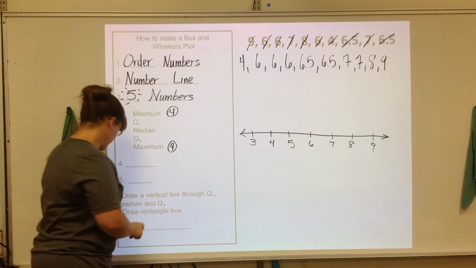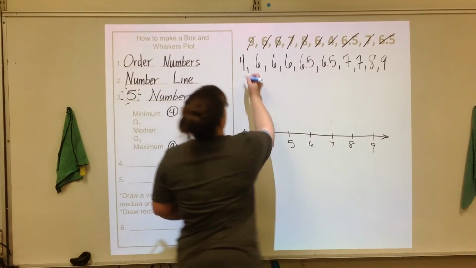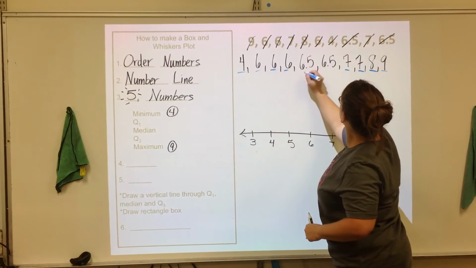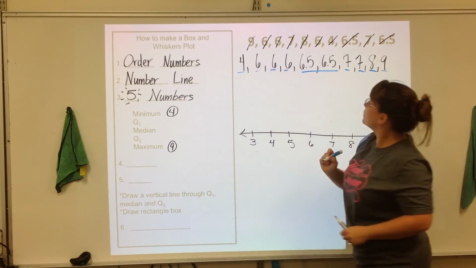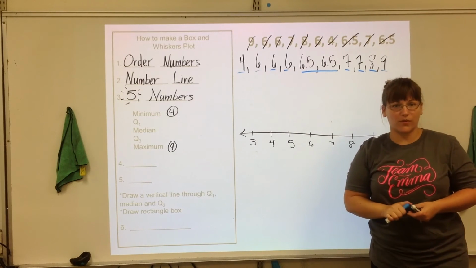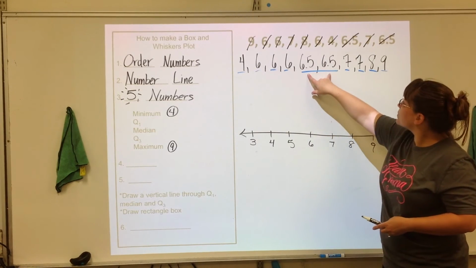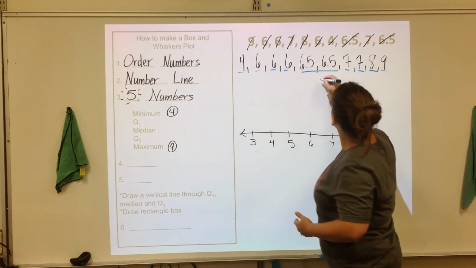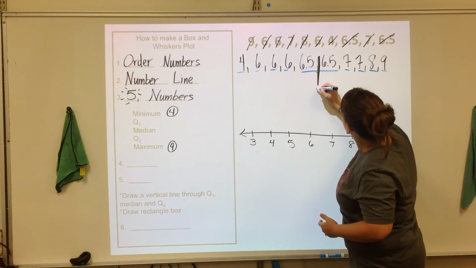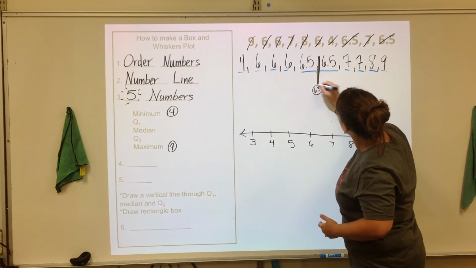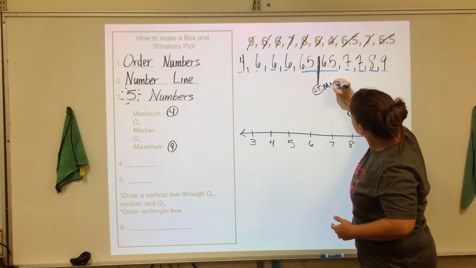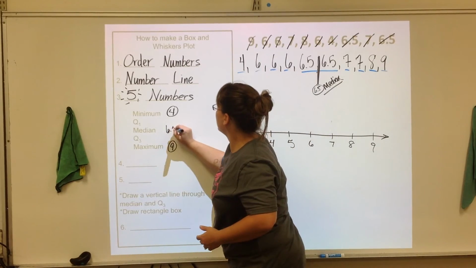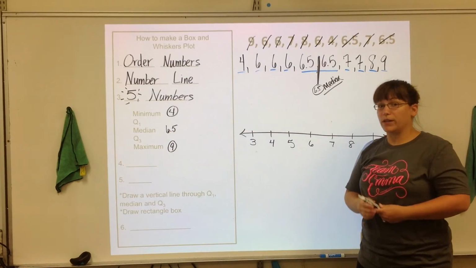Let's find the median. So we have these 2 in the middle. So this is an even number of numbers. Because these 2 numbers, 6.5 and 6.5, are the same, the median is going to be 6.5. So 6.5 is the median. Put that over here. Now we're going to find Q1 and Q3.